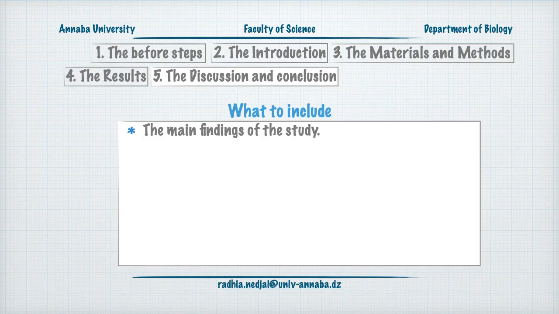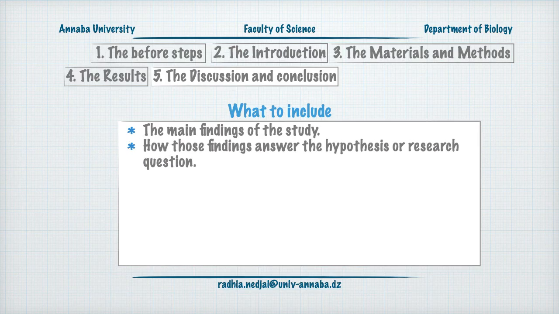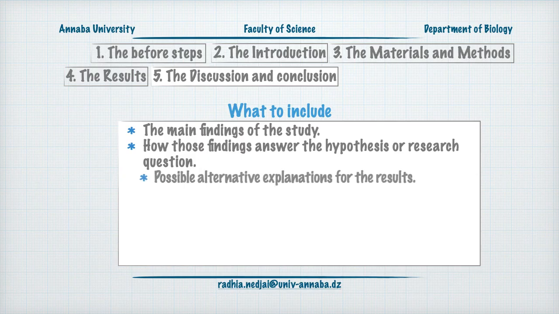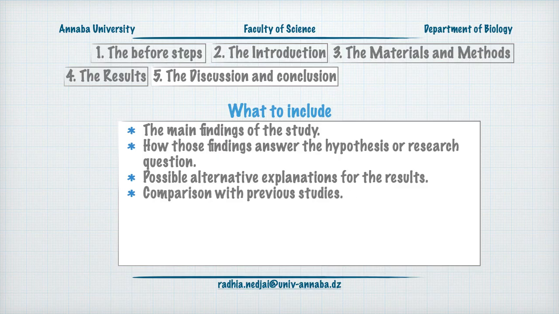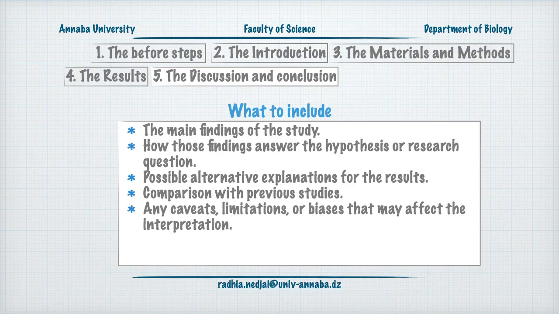In this section, you should highlight the main findings and explain how they relate to your hypothesis or research question. It's also important to consider alternative explanations for the results and to compare your findings with those of previous studies. In addition, you should mention any caveats, limitations, or biases that might affect the interpretation.